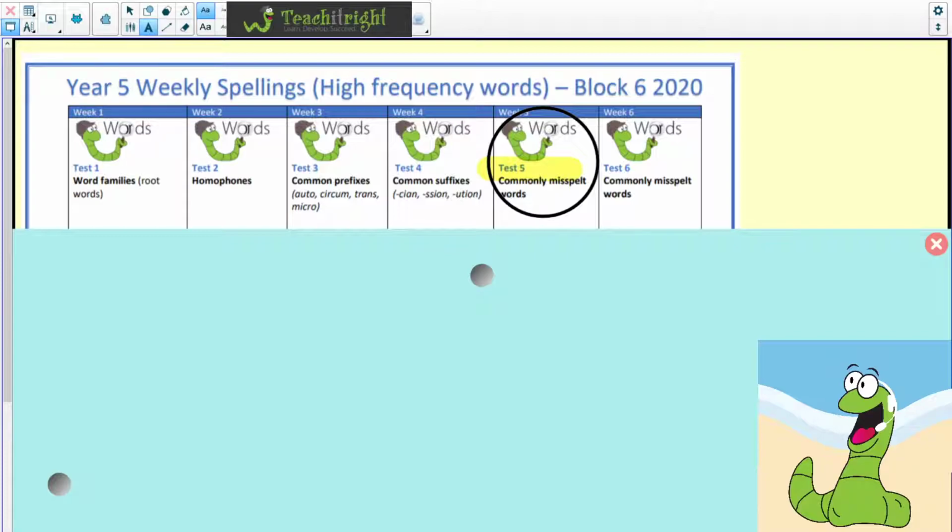So, commonly misspelt words this week. Some of them are quite tricky, so we're going to read those words out twice to you now, and if you can write those down. Number 1, accommodation, accommodation. Write accommodation. Number 2, write the word actually. Write the word actually.